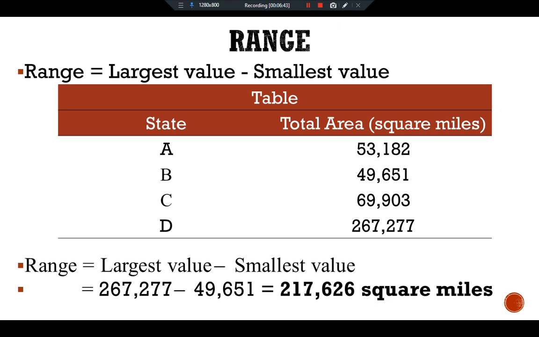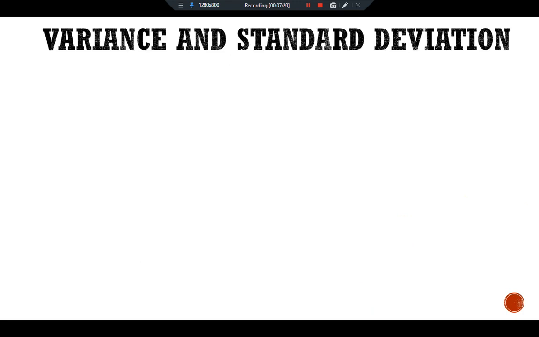Another disadvantage of using the range as a measure of dispersion is that its calculation is based on only two values, the largest and the smallest. All other values in a data set are ignored when calculating the range. Thus, range is not a very satisfactory measure of dispersion. So for further explanation of dispersion, we can use the variance and standard deviation.